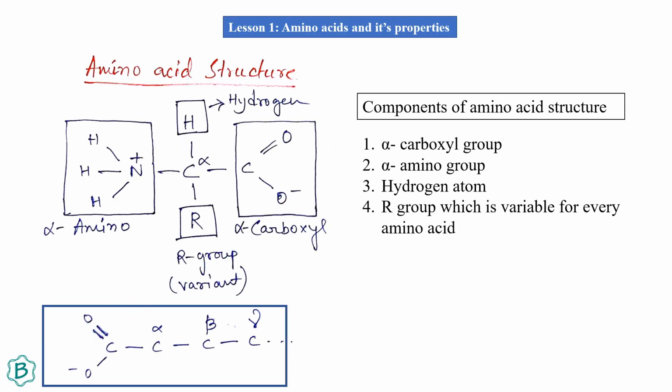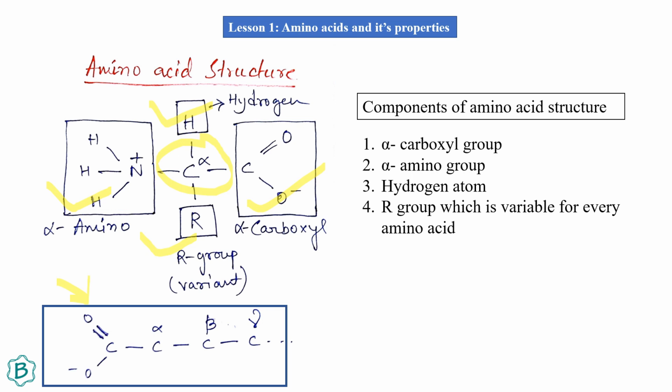Coming to amino acid structure, as you can see here, there is a central alpha carbon atom to which an alpha carboxyl group, an alpha amino group, a hydrogen and an R group are attached, where this R group is a variant. Why we are calling this middle carbon atom the alpha carbon, I will explain here.